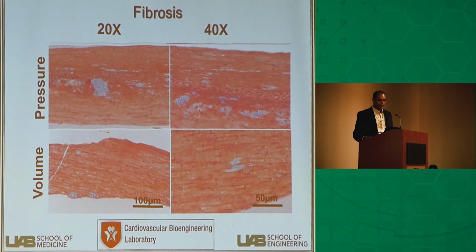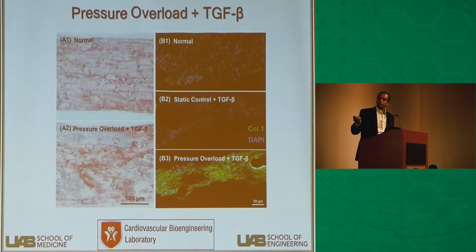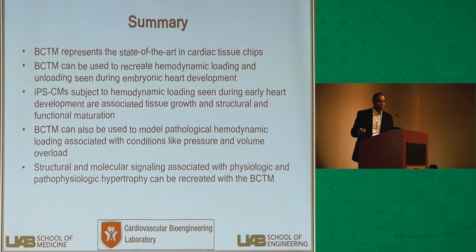With the volume overload, it may be difficult to see, but these cells are much longer than they are with the pressure overload. We also did one additional condition where we did pressure overload in conjunction with TGF-beta. So this is normal pressure volume loading. This is static controls of TGF-beta. This is pressure overload TGF-beta. And we're staining here for collagen 1. It looks like there's significant upregulation of collagen 1 when you combine pressure overload with TGF-beta signaling. So this is my last data slide.